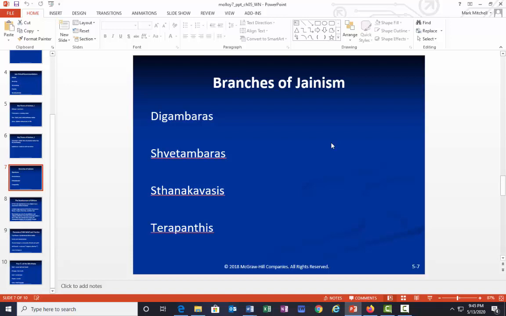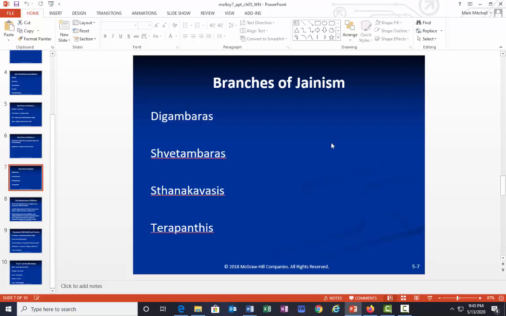And one of the devotional rituals that is used by this branch is the puja. Puja. And they also focus on meditation and then living that life of austerity.